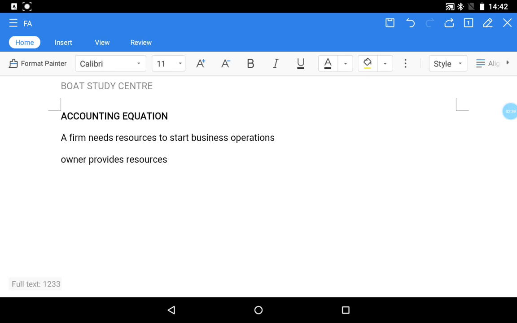So here we have our resources needed to start a business operations, which is equal to resources provided, or resources supplied, in a business.